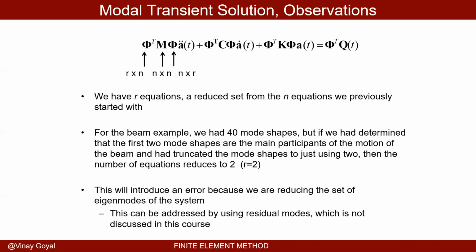If we have determined that the first two mode shapes are the only ones that matter, and we truncated the mode shapes just to 2, then the number of equations reduces to 2. I just get 2 equations instead of 40. Obviously, that will introduce error because I'm not using all the modes. I'm using a subset. So this can be addressed by using residual modes, which is not discussed in this course, but I recommend you look into that.